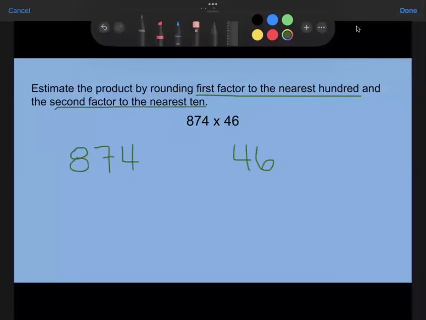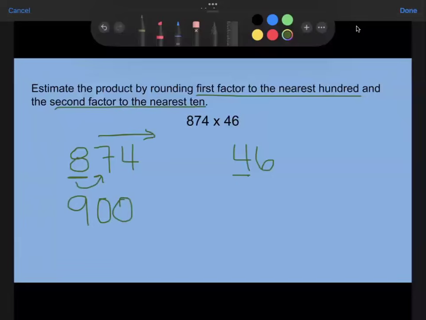So that first factor we need to round to the nearest 100. So I'm going to underline the digit in the hundreds place. And the second factor gets rounded to the nearest 10. So I'm going to underline the digit in the tens place. So for the first factor, I'm going to look right next to the underlined digit and I see a 7. Since 7 is 5 or more, that means the 8 gets raised up to a 9. Then everything to the right of the underlined digit becomes 0. So this rounds up to 900.